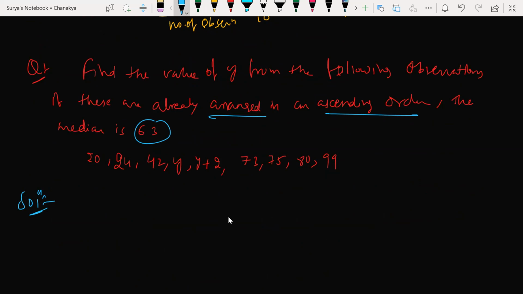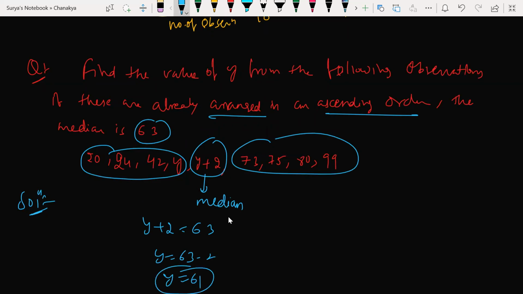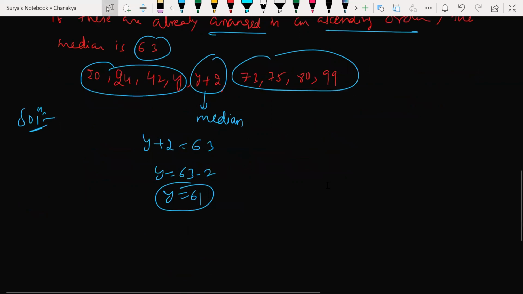Median, how do you find median? Very simple. Median is equal to what? Y plus 2 here is the median, isn't it? Median is given as 63. So y plus 2 is equal to 63. Y is equal to 63 minus 2, so y is equal to 61. Very simple. Is it clear? So we have done this. Hope it is clear.